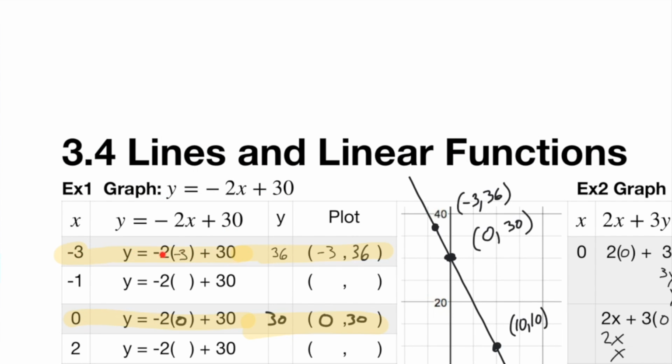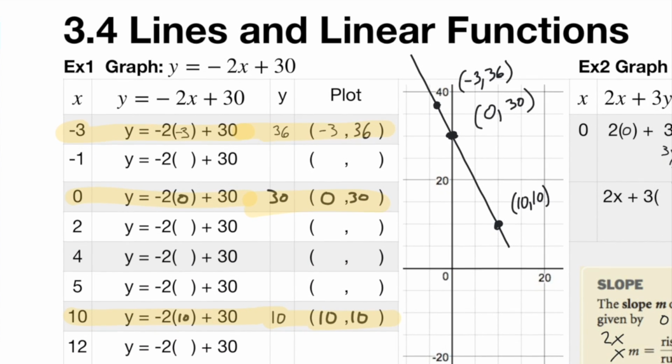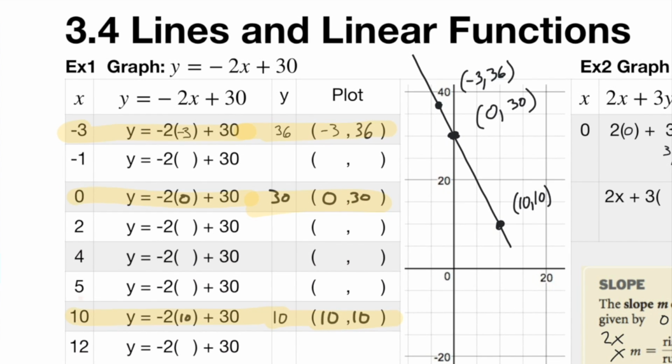You could just make a data table of values, plug in negative 3, get out 36, because negative 2 times negative 3 is positive 6 plus 30. So you plot the point negative 3, 36, right here. Similarly, you would plot 0, comma 30 here. And scrolling things up a little bit, you would plot 10, 10 here and connect the dots with a long straight line. Boom, you're done.